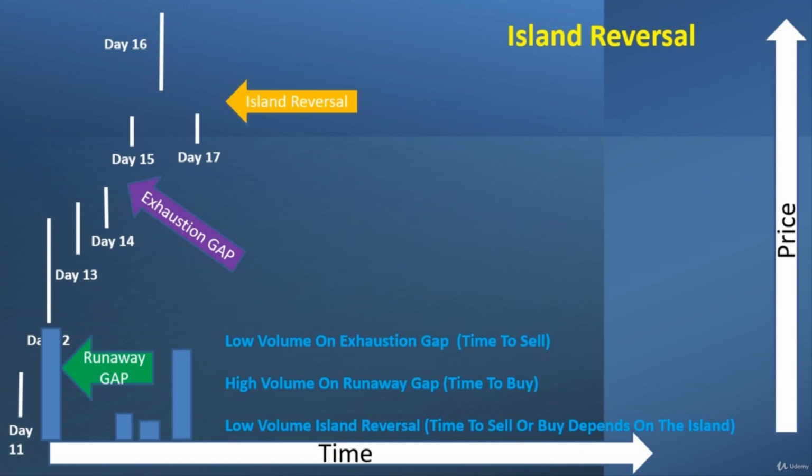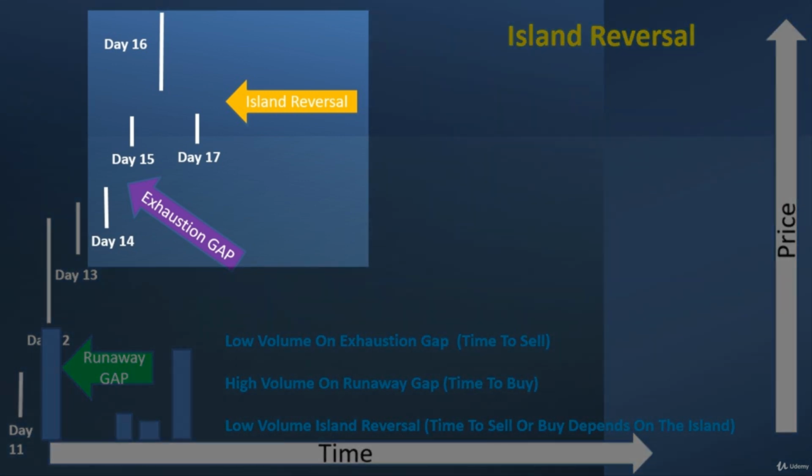And then what typically will happen is you'll start seeing overlapping bars, and it might start going sideways, might even start going down, or basically the trend has been broken at this point, and it's not trending upward anymore, as in this example. But sometimes what happens with the island reversal, as we mentioned, is you have an exhaustion gap that is immediately followed by a big jump up in price that looks like it's another runaway gap.